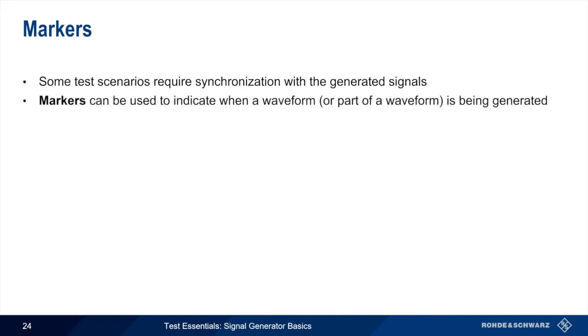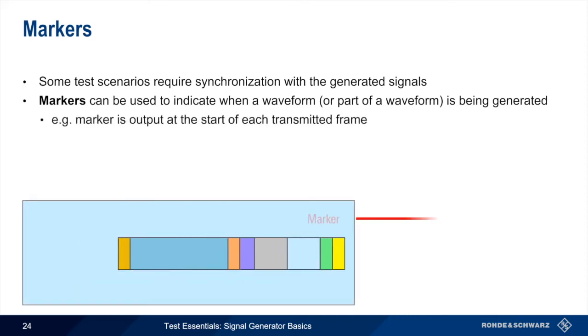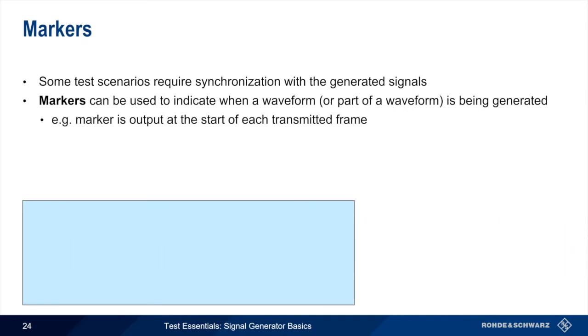Markers are a kind of outgoing trigger signal that indicates when a waveform, or a certain part of a waveform, is being generated. For example, we could use a marker to indicate the start of each transmitted frame. The use of markers requires some type of secondary connection, usually a BNC cable, between the generator and receiver.